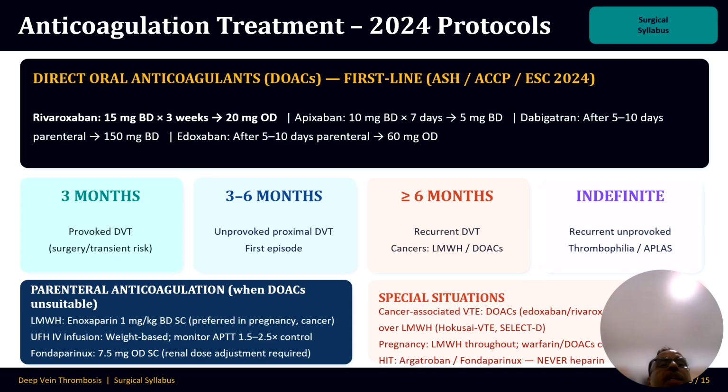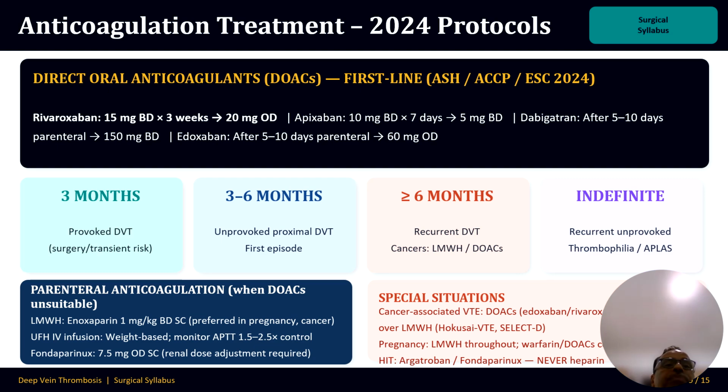rivaroxaban 15 milligram twice a day for 3 weeks, apixaban 10 milligram twice a day for 7 days. You can also use edoxaban after 5 to 10 days of parenteral therapy. So these are the direct oral anticoagulants which should be used in an established case of deep vein thrombosis.